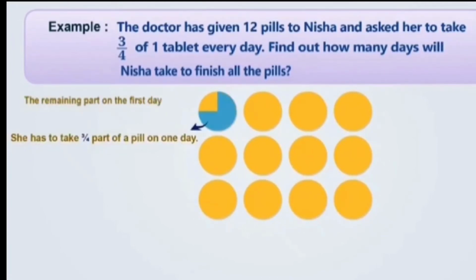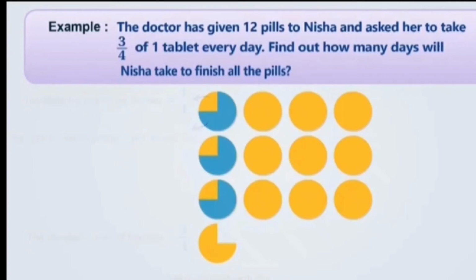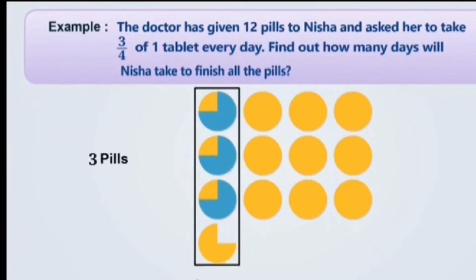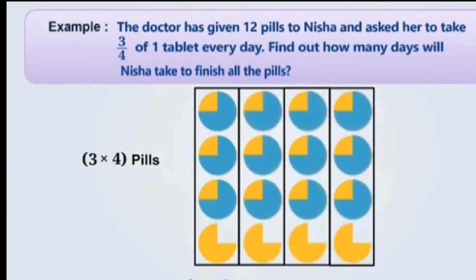On the first day, consuming 3/4 part of the tablet will save her 1/4 part. Similarly, on the second and third day, after taking 3/4 of the tablet, 1/4 part will be saved. If we add the remaining parts, we will get 3/4 of the pill, which Nisha can take on the 4th day. In this way, Nisha will be able to take 3 pills in 4 days. Thus, we can say that Nisha will be able to take 3 into 4 pills in 4 into 4 days, that is 12 pills in 16 days. So the answer to the given question is 16 days.